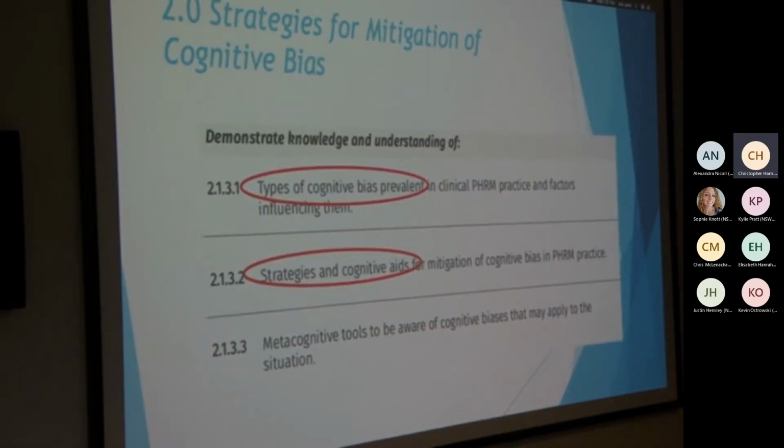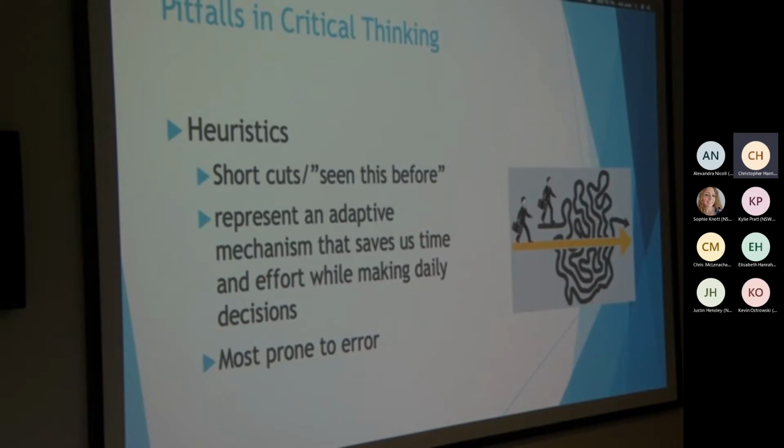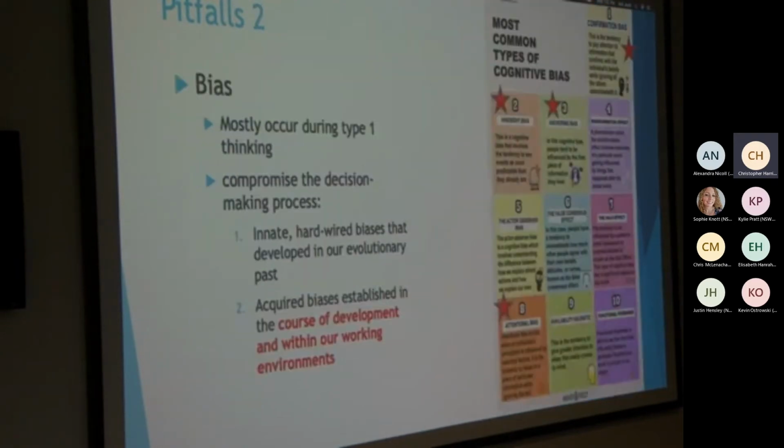So the curriculum talks about ways of mitigating these risks, mitigating bias, different strategies that we have. Just a bit of background as well. Some of the pitfalls in critical thinking that we often fall into are taking shortcuts. These heuristics, as they call them, are that I've seen this before mentality. This pattern I recognize, I'm going to go down this route. This is very much what we do in our type 1 quick thinking. And it's normal, it's human, it's an adaptive thing that we do, but it is, however, the area that's most prone to error. So this is where the curriculum talks about how do we get ourselves out of that.